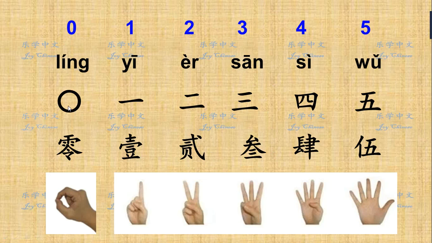零. So Chinese use a different system for the hand gesture for the numbers. Here 0 is a circle. For 1, the pronunciation is yi. The writing is simple, just one horizontal stretch.